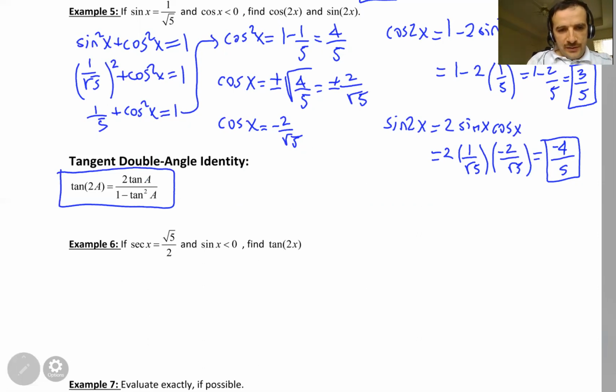You can just use the sum formula here to get the double angle formula. All right. Okay, let's look at this example. If secant x is root 5 over 2 and sine x is negative, find tangent 2x.